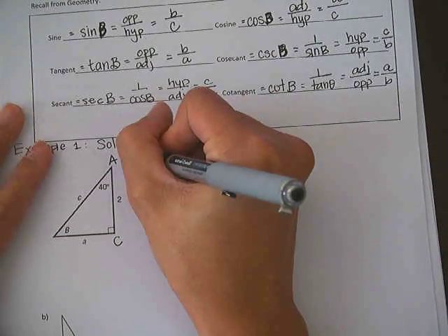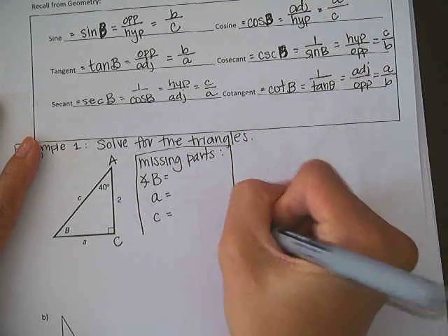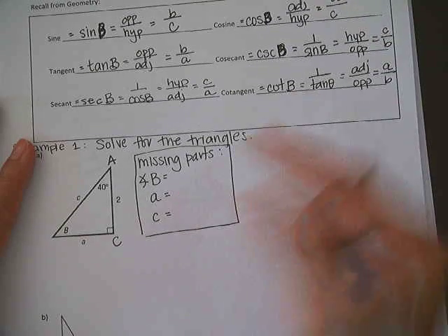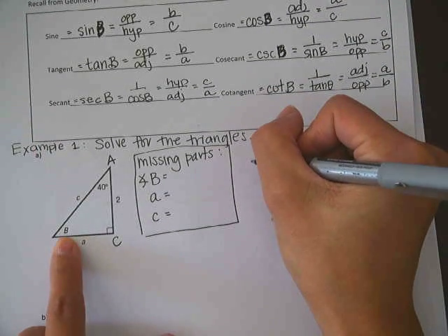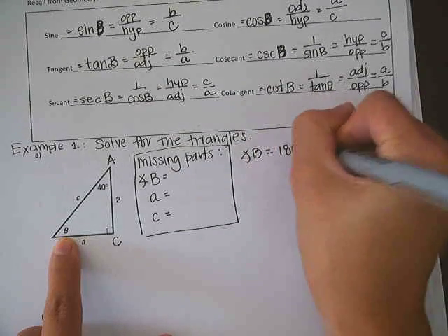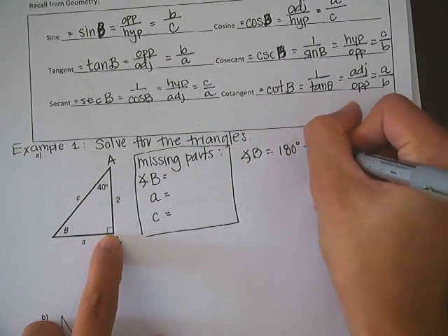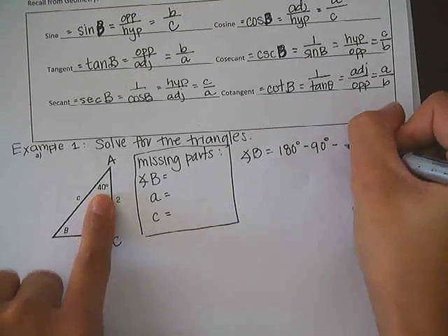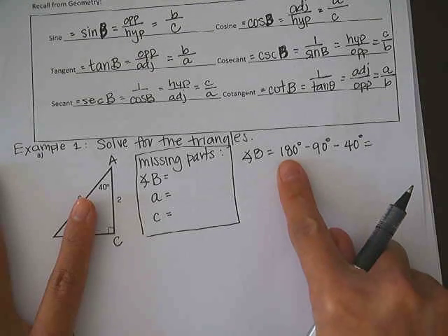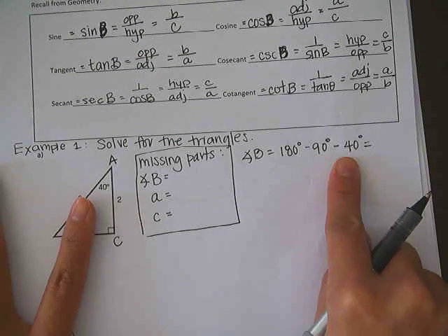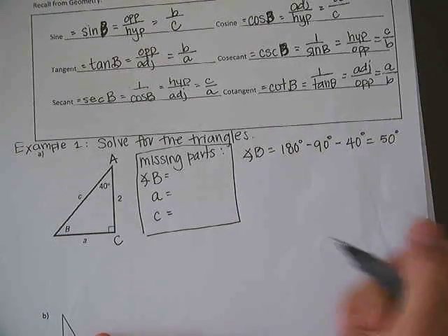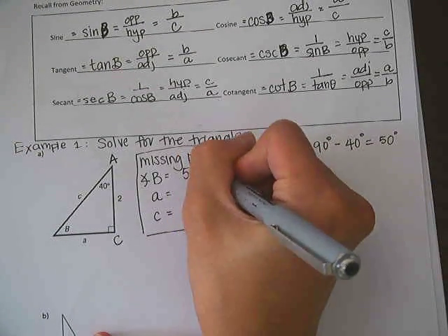I'm going to box this up and do the work over here. Once we have the answer, we'll just fill that in. We're going to find angle B first. Angle B equals 180 degrees, take away this symbol, which means 90 degrees, take away this measurement, 40 degrees. So 180 minus 90 is 90, minus 40, that's 50 degrees. So angle B is 50 degrees.